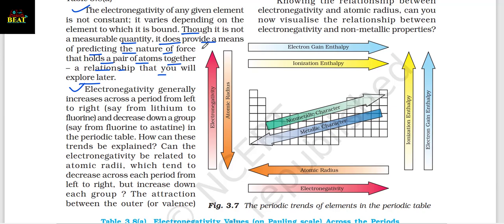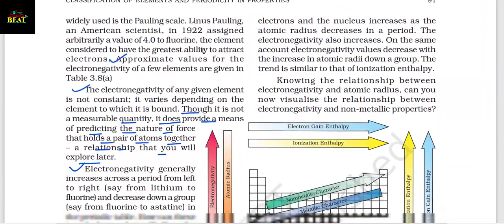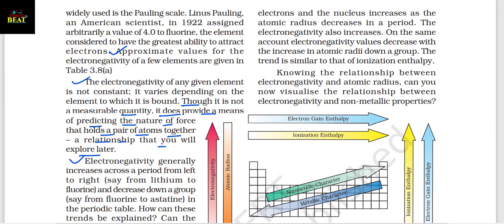In the periodic table, how can these trends be explained? Can the electronegativity be related to atomic radii, which tend to decrease across each period from left to right but increase down each group? The attraction between the outer or valence electrons and the nucleus increases as the atomic radius decreases in a period. The electronegativity also increases on the same account. Electronegativity values decrease with the increase in atomic radii down a group. The trend is similar to that of ionization enthalpy.